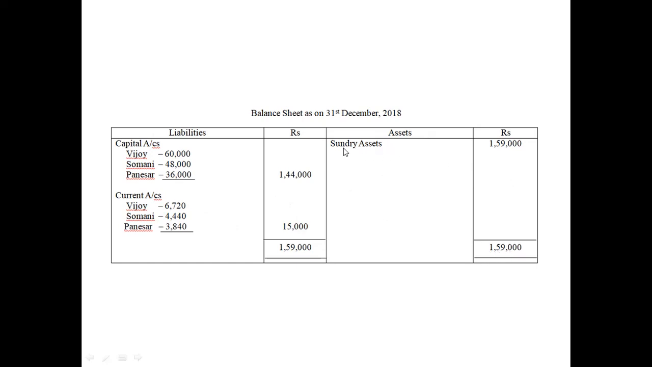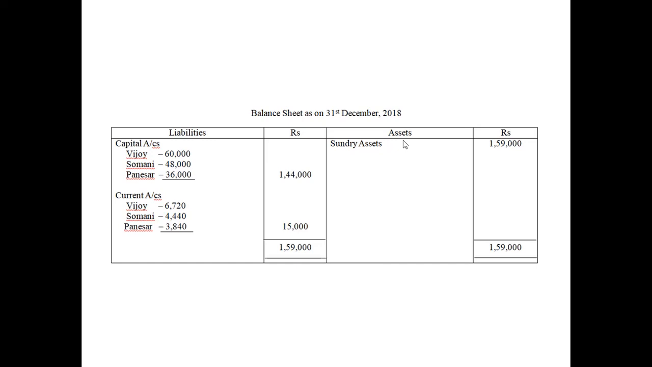So we will write here sundry assets 1,59,000. Okay, so this is your logic behind this. Liabilities should equal assets. And I hope that you have done this kind of practical question in class 11 in a chapter called accounting equation. So you know that particular thing, right? So we have prepared the balance sheet of 31st December 2018 successfully.